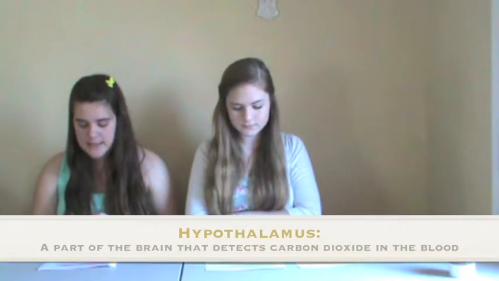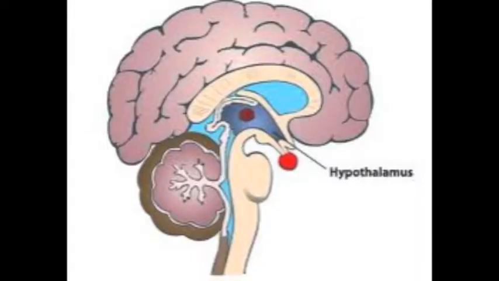Part of the nervous system, the hypothalamus. The hypothalamus is a part of the brain that detects the amount of carbon dioxide in the blood. It sends a message through the nervous system to the heart when it detects too much carbon dioxide in the blood. The heart then beats faster in order to expel the carbon dioxide from the blood through the lungs.